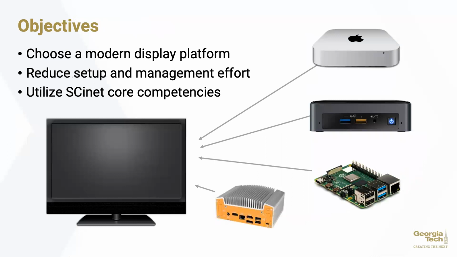And the options weren't particularly great. So we wanted to pick something modern that kept costs down. We wanted to make it easier to manage every year. And so the usual suspects come up. The NUCs are one option. Various flavors of Pis.